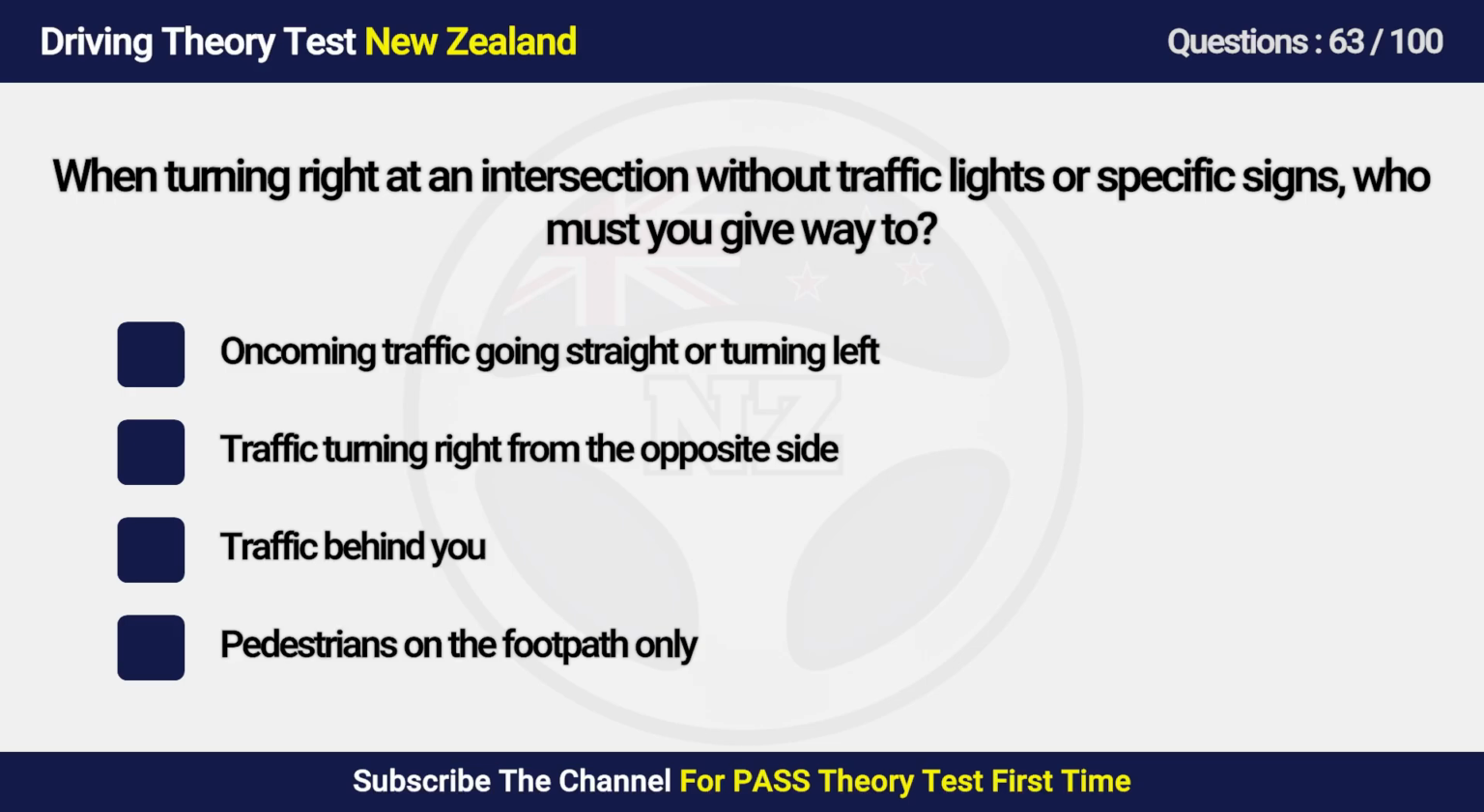Question 63. When turning right at an intersection without traffic lights or specific signs, who must you give way to? A. Oncoming traffic going straight or turning left. B. Traffic turning right from the opposite side. C. Traffic behind you. D. Pedestrians on the footpath only.